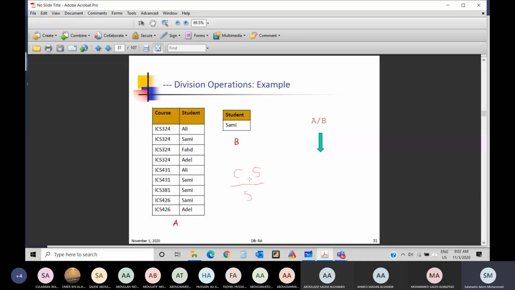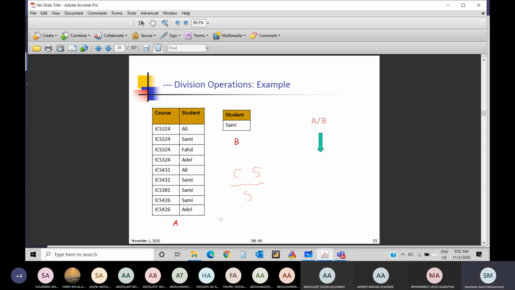First of all, if you want to divide them, they have to be compatible. What do I mean by compatible? The denominator table must have all the columns of the numerator table. For example, I have student here because I have student here. So all the columns here must also be here. In this case, are all the columns in B already in A? Yes, I have only one column called student, and I have another column called student here, so that's fine. In that case, you can divide them. Otherwise, you cannot.